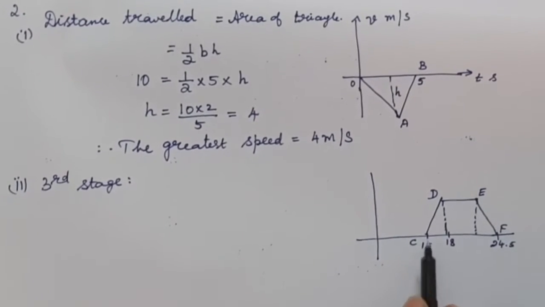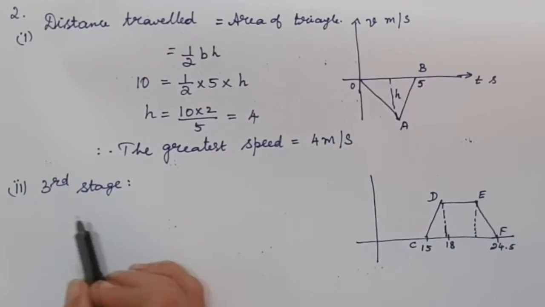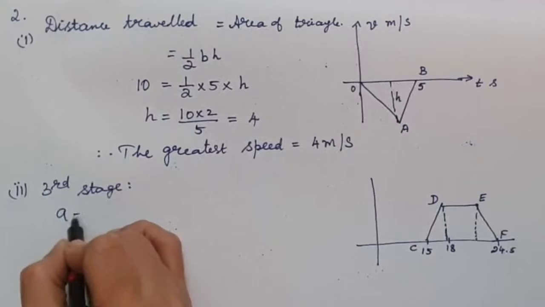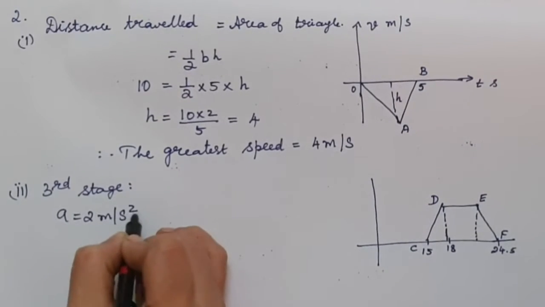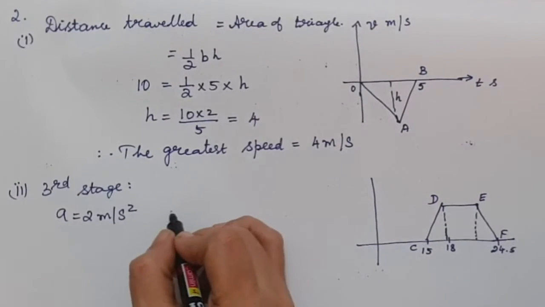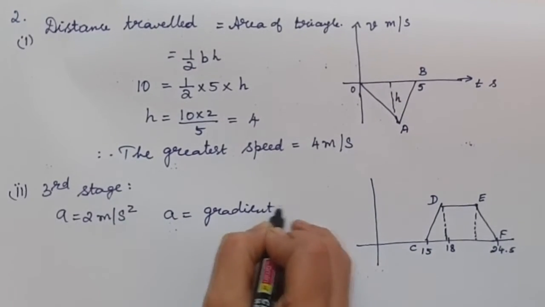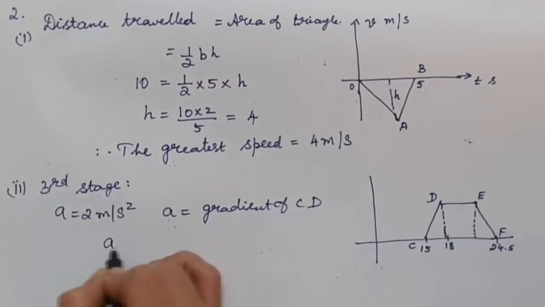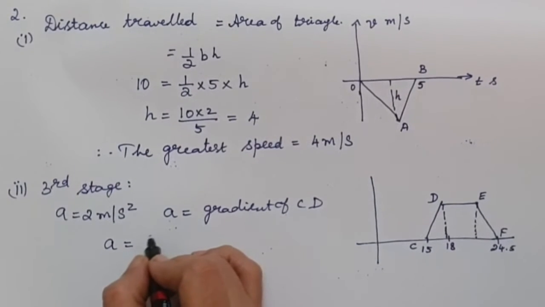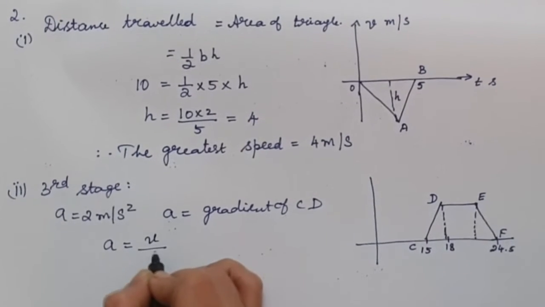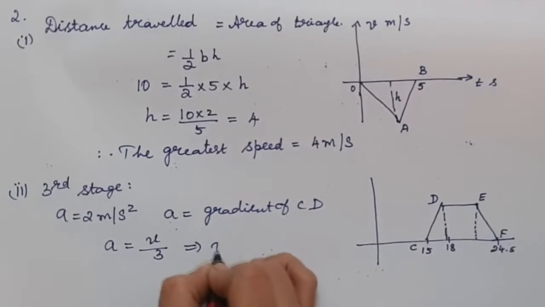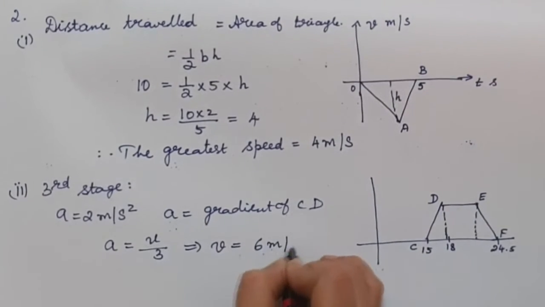The graph for the third stage is this part. Now, in the third stage, a equals 2 meters per second squared, and acceleration is equal to the gradient of CD. So acceleration will be equal to V over 3, which implies V will be equal to 6 meters per second.